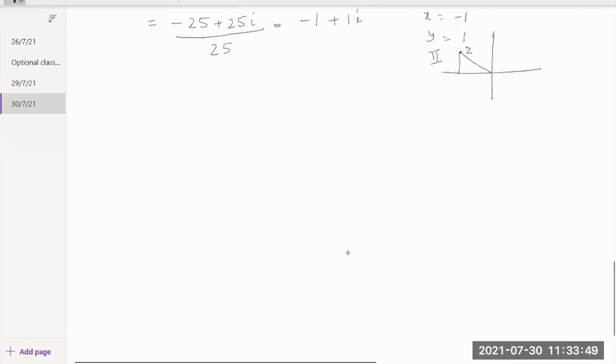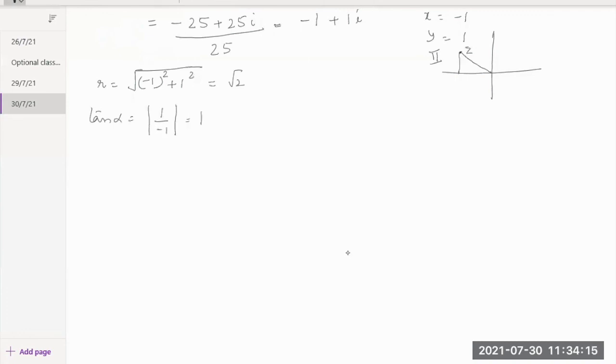So I'm going to first calculate my r. That is under root of minus 1 square plus 1 square. That again turns out to be root 2 only. Okay. Now, tan alpha. Tan alpha is y by x. y is 1, and x is minus 1. This gives you 1. So therefore, this is tan 45, that is tan pi by 4.